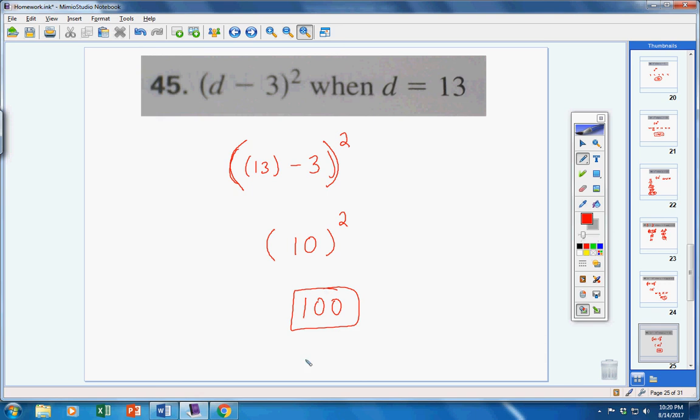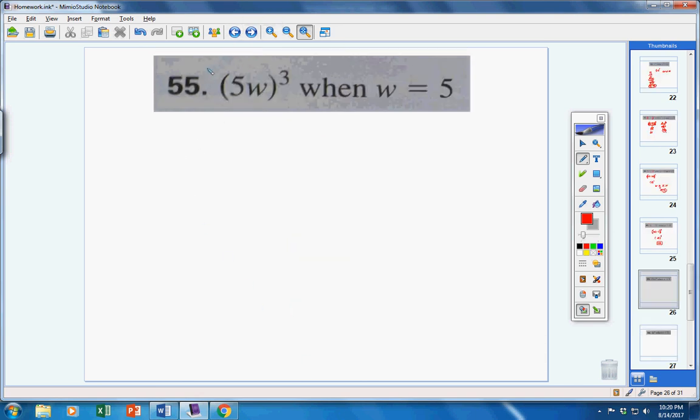Okay. Alright, next we're doing numbers 55 through 60. 6 of these, and when we finish, these are a little more complex, so be ready to think hard and work hard, okay?